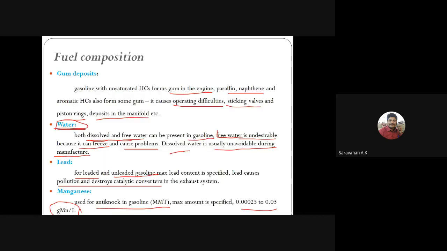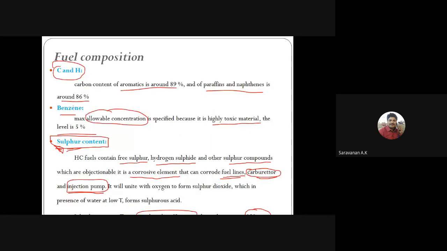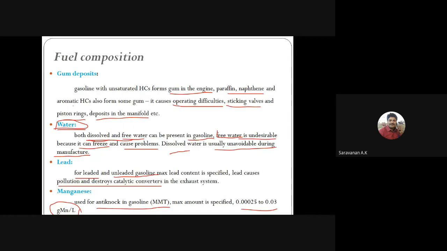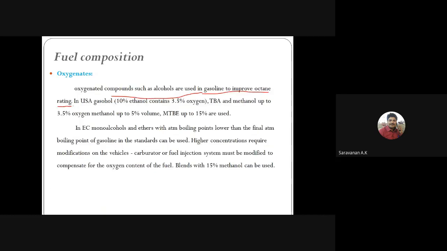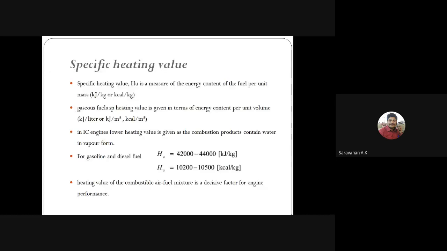So once again we remember, what is the fuel composition? The hydrocarbons are there, benzene, sulfur content, water content, lead, manganese, and some gum deposits, and the oxygenates, right? So these are the specifications in the fuel composition or a fuel property.